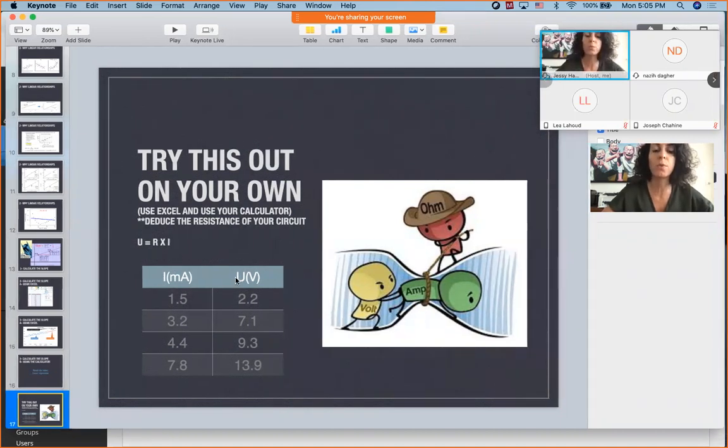Do you know how to plot U versus I? Do you know how to find the slope using Excel and using your calculator? Do you know how to deduce R from the slope? How do you feel, confident or not? You can simply say, we don't know any of this. It's okay. Please speak for yourself.